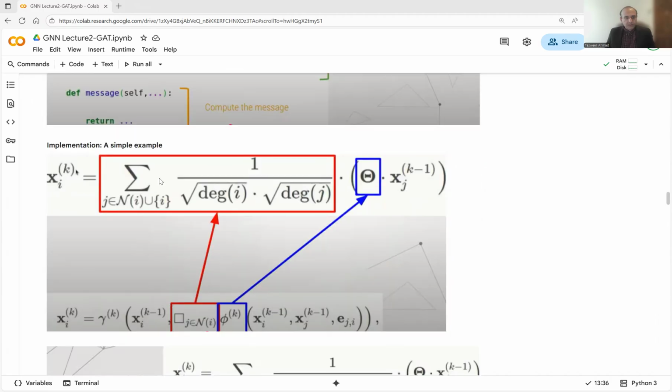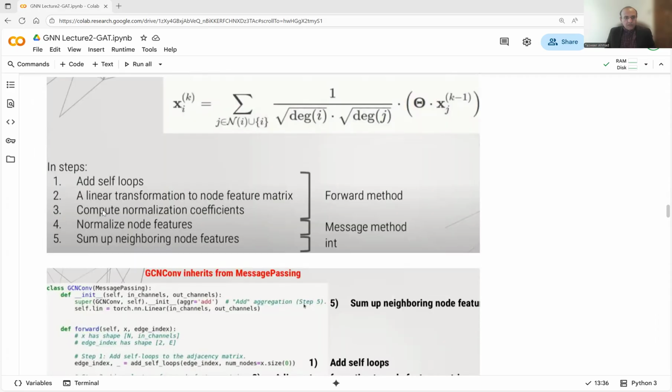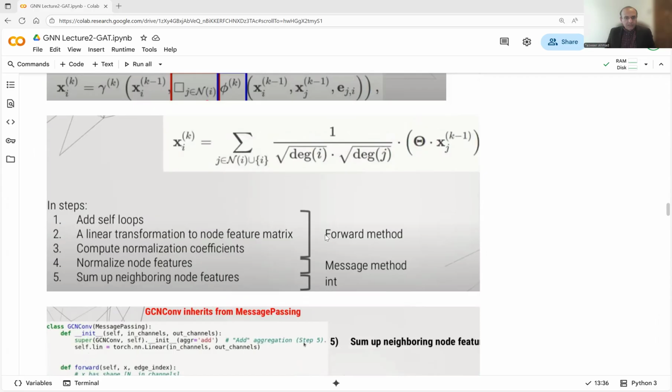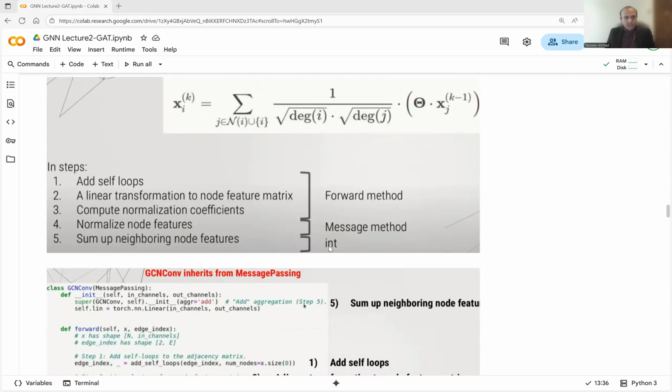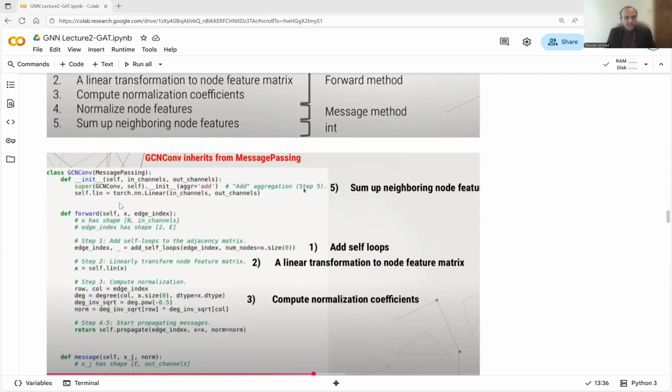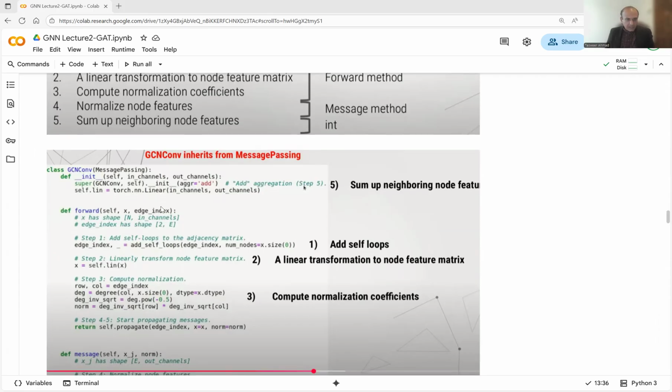So this is another implementation. We have a node j at k minus 1, and for node j to node i, the importance or the attention is computed as a message, and this message is then aggregated and passed to the next layer. So this is more or less the same idea: we have the forward pass, we have the message, then we integrate or sum up. This is a snippet of code that we will discuss in the next video.